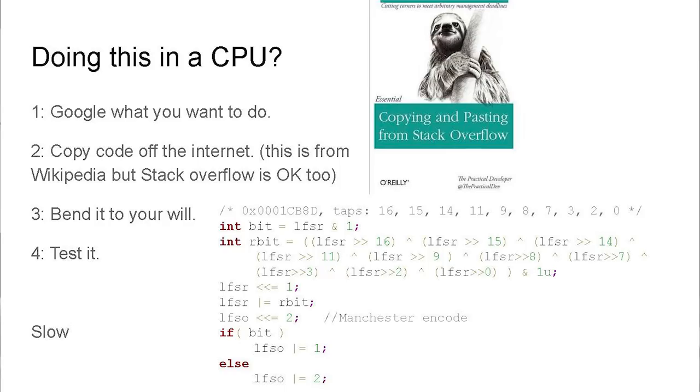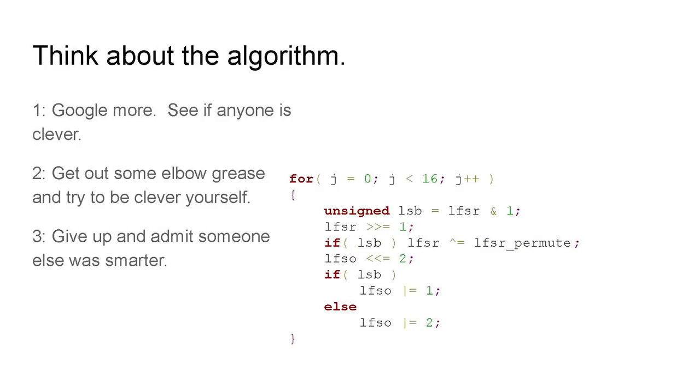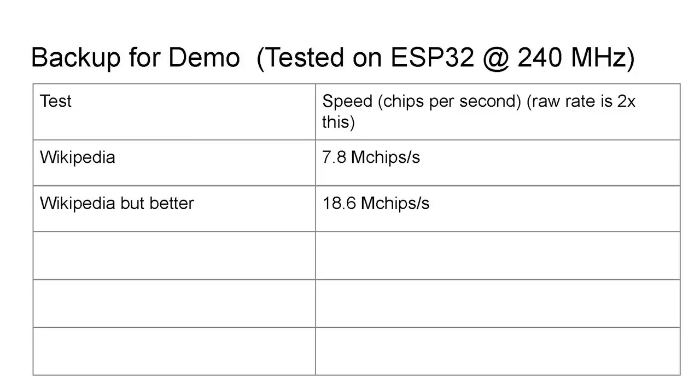So what I do is I start, and I copy and paste the code off of Wikipedia in this case, and I run it, and it runs. And I was like, cool, I checked it, the data's right, and it's 7.8 megachips per second. That was actually too low for this project. But then I thought, okay, what if I go back to the Stanford bit twiddling hacks, and I use this XOR thing here, and it's faster. In fact, this was actually fast enough for the project, but I was like, okay, I'm just going to go all out and see how fast I can make this thing.